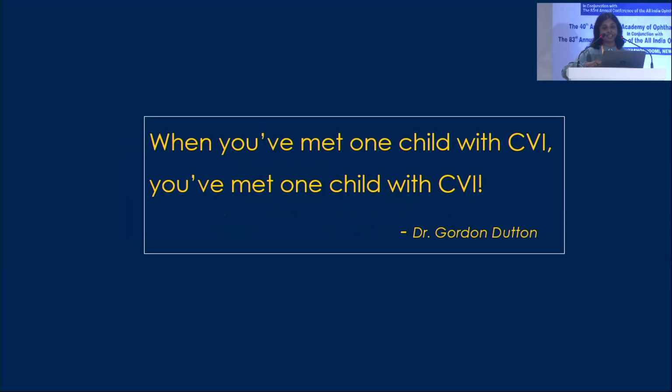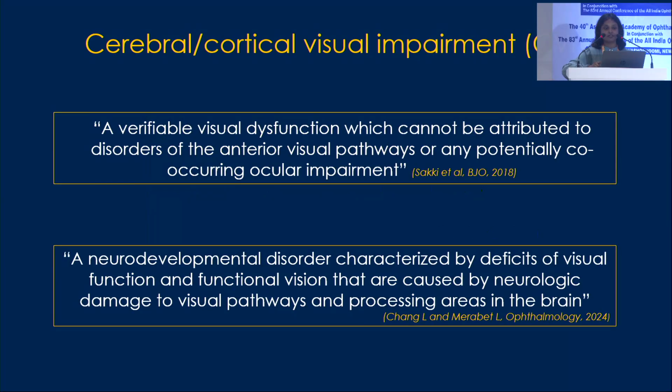And I'll start off with this powerful statement by someone who's revered in the field of CVI, Dr. Gordon Dutton. He goes on to say that when you meet one child with CVI, you've met one child with CVI. What does he mean by that? Just that it's not easy to generalize the condition because of the varied presentations of children in this specific cohort. There are various definitions for CVI.